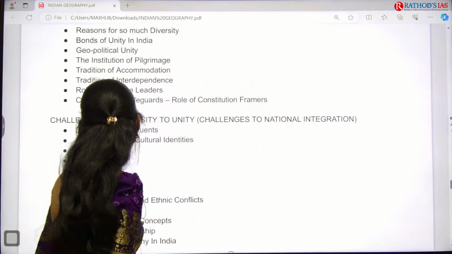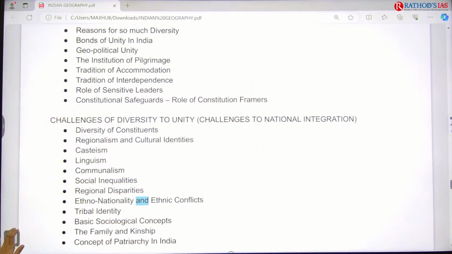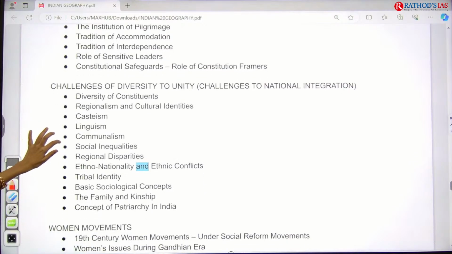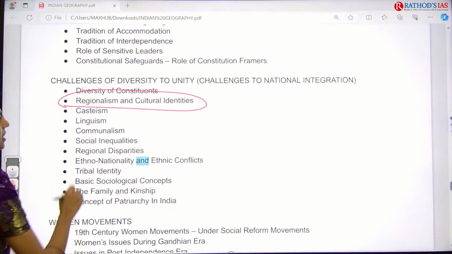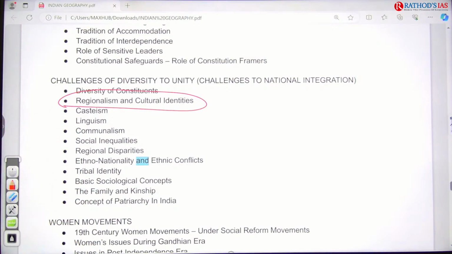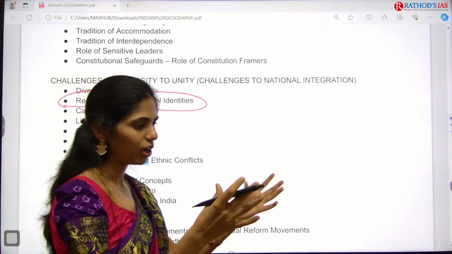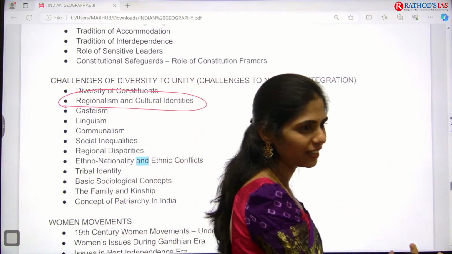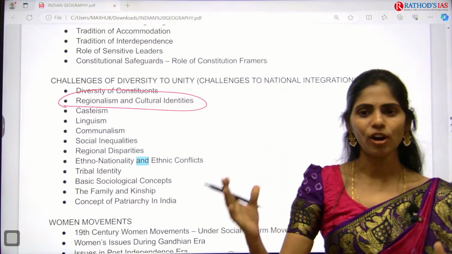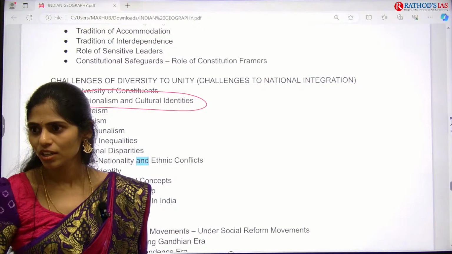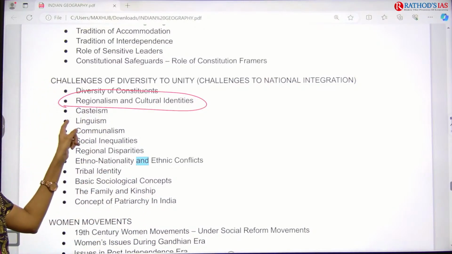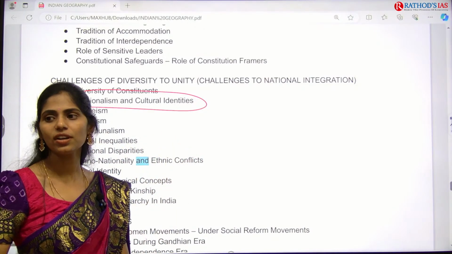Okay? And at that time, you have to know what the challenges of diversity are. For example, we have religionism, regionism, culture, identity. These are some challenges. Even now, if you see some areas, some colonies are inhabited by the Reddy colony. Okay, some colonies are inhabited by so-and-so caste people. They will be having their own name. So till now also we are having some regional disparities and cultural identities.